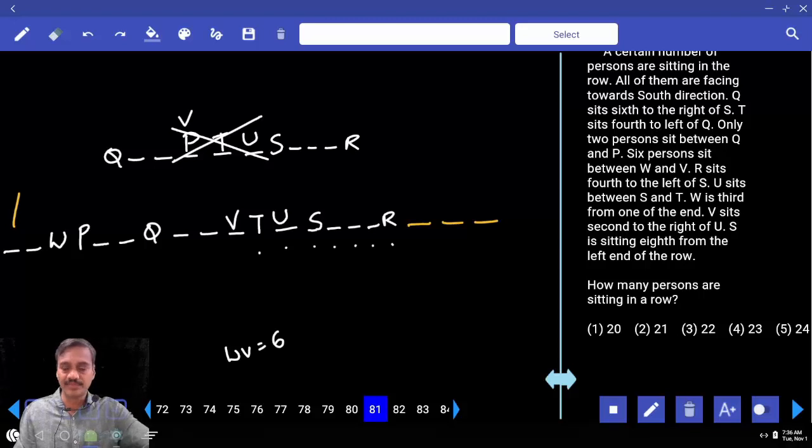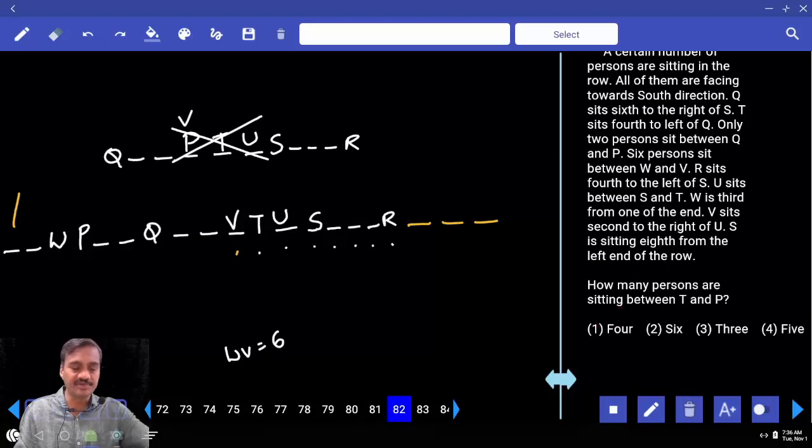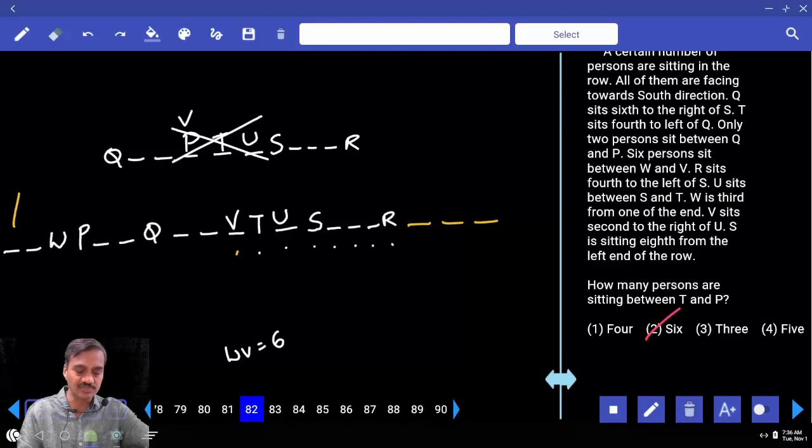Then next one, how many persons are sitting in this row? Tell me here. 3, 4, 5, 6, 7, 8, 9, 10 and 13, 15, 17 plus 3, 20. 20, that is choice 1, question number 81. Then coming to this 82, how many persons are in between T and P? Now between T and P, 1, 2, 3, 4, 5, 6. There are 6 persons in between T and P, choice 2, 82.